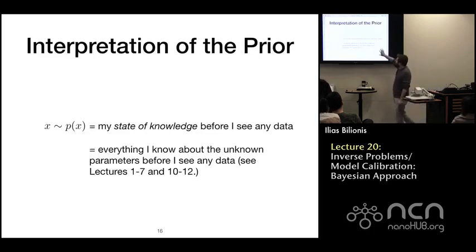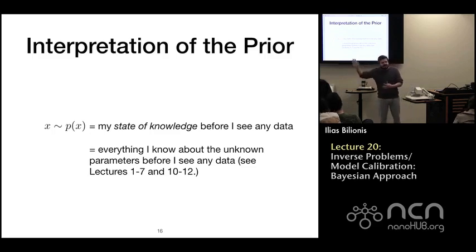So, interpretation of the prior. Here's how we interpret the prior. It is my state of knowledge about the parameters of the model before I see any data. How do I come up with that? Well, this is what we did in the first 7 lectures of the class. Okay? Maximum entropy. Probability theory is what we use to talk about our uncertainty about X. What else can you use? You can use maximum entropy if you know the expectation of X or the variance of X. If you can measure some of the X's, then you can use that as well. Do a little bit of Bayesian analysis to come up with that.